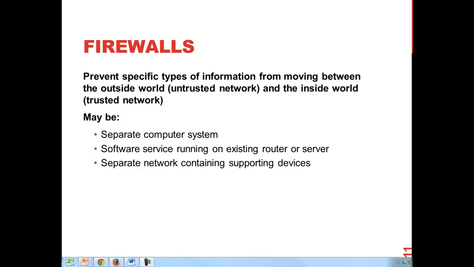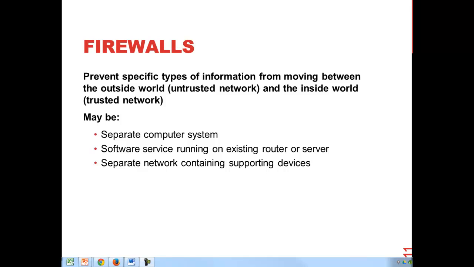Okay, so firewalls. Firewalls are designed to prevent specific types of information from moving between the outside world, the untrusted network, and the inside world, or inside your organization's network, referred to as a trusted network. And if you think about a firewall, it really does create those zones of trust. Anything outside the firewall is considered an untrusted zone, and anything inside the firewall is considered trusted.